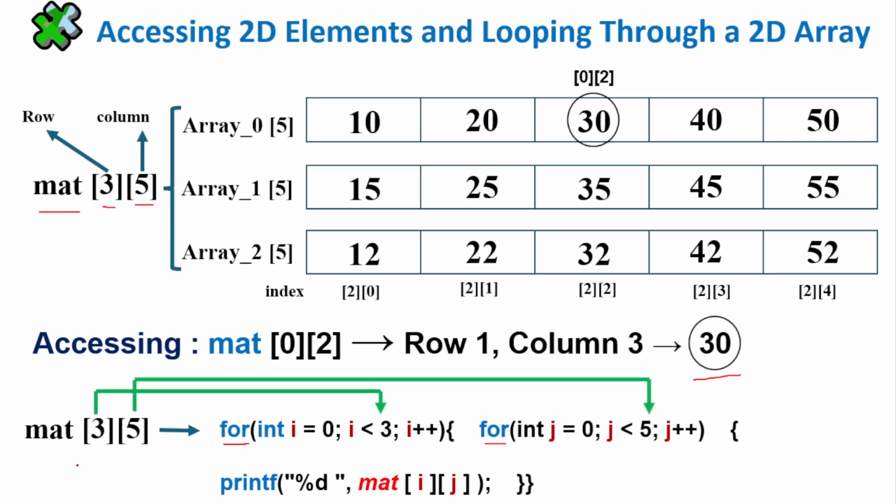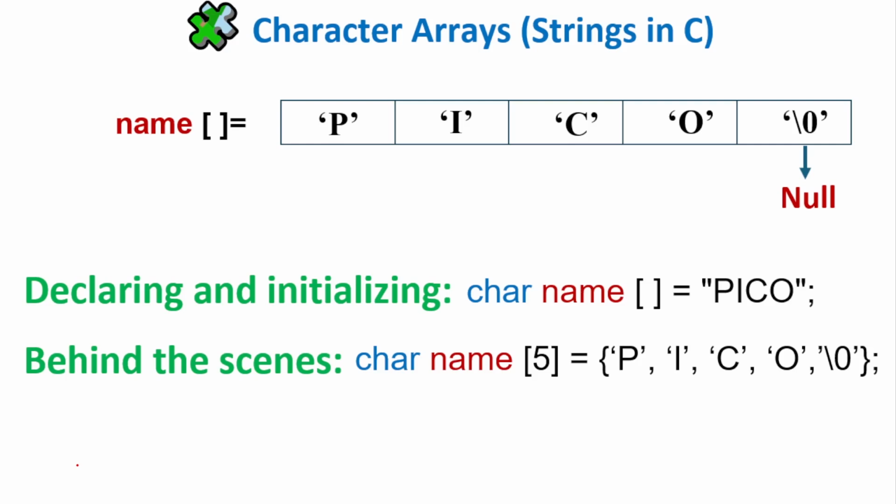Character arrays or strings in C. In C, strings are actually stored as arrays of characters. For example, char name[] = "Pico" creates a string behind the scenes. Each character is placed in a separate array element, and the string ends with a special null character, or \0. A string in C is a character array.